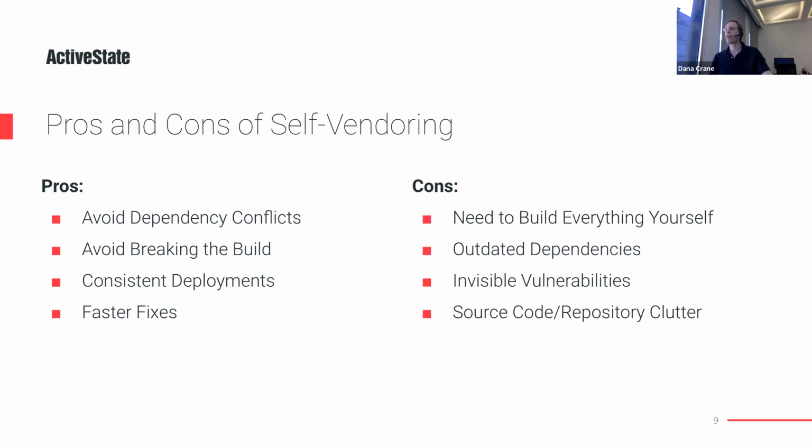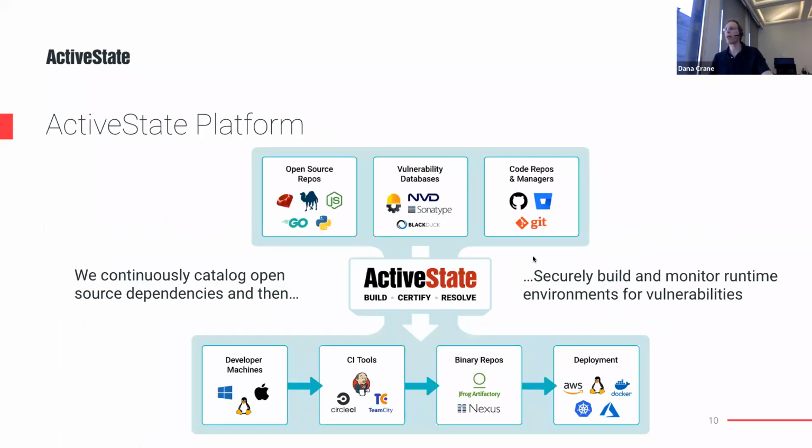And then finally, unless you're keeping good track and organizing your source code properly, you get a lot of clutter. And that can lead to everything from slower code reviews to even making it more difficult just to check out the repository. So there's a number of pros and cons associated with self-vendoring. What we like to think of is the fact that our ActiveState Platform works as sort of a vendoring platform, a dependency vendoring platform for you, so you can avoid those complexities.